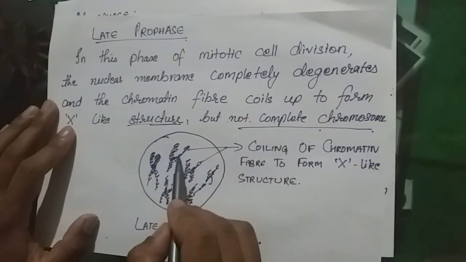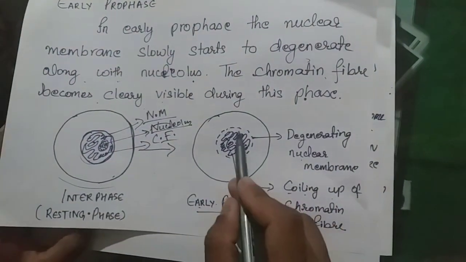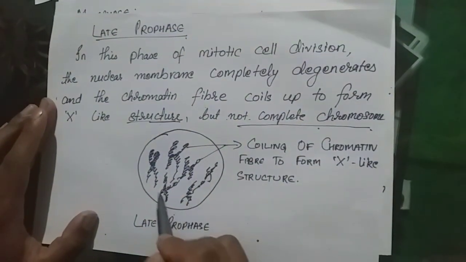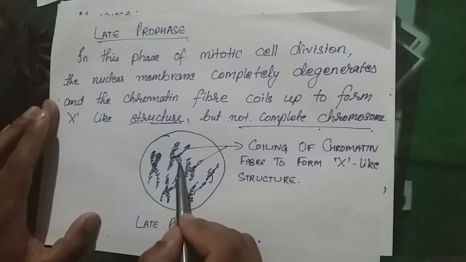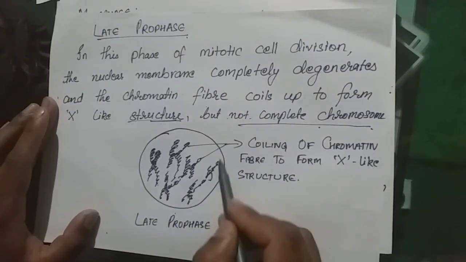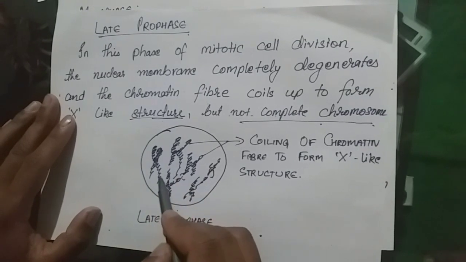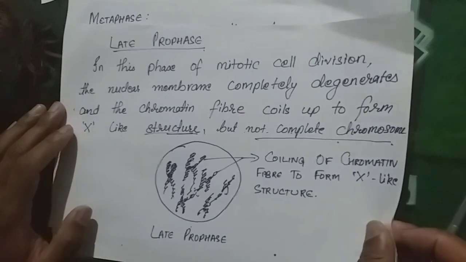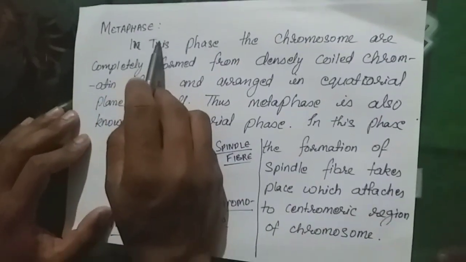Coiling up, here what happens is that you have seen in the early prophase there was a little bit of nuclear membrane, but in the second case, that is in late prophase, the nuclear membrane has completely disappeared, and the chromatin fiber has coiled up to form an X-like structure. It has not formed a complete chromosome yet, but it has already started forming the X-like structure that will later turn into the chromosome. So the next stage is known as the metaphase stage of cell division.